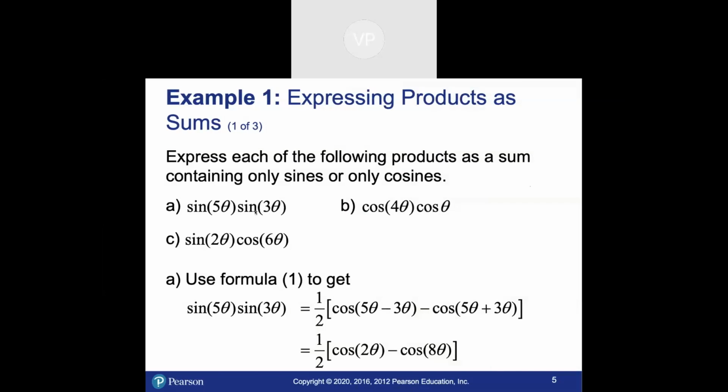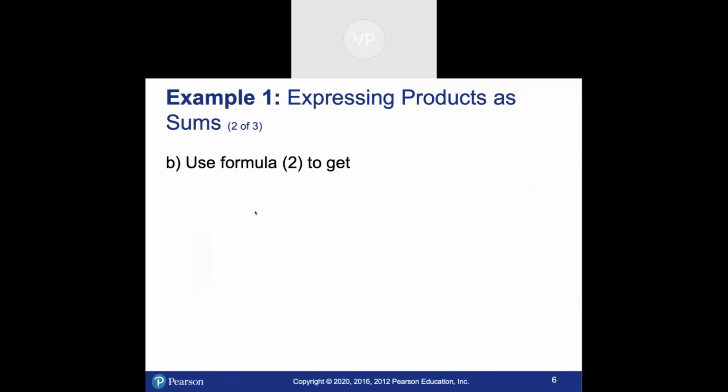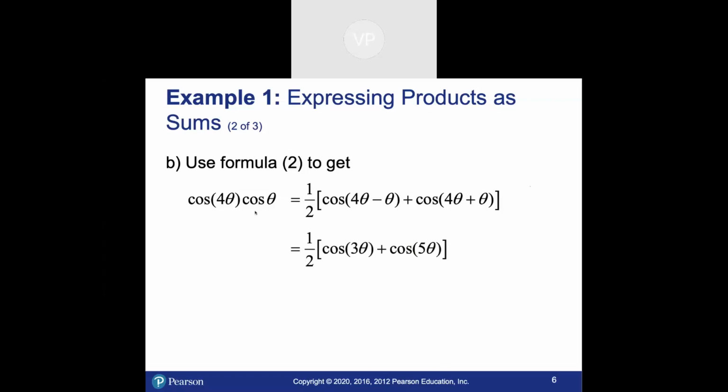All right, and then it was 1/2 times the cosine of the subtraction of them minus the cosine of the addition. Well, here, it's close. You see, the only difference when you have two cosines, it's 1/2 cosine of the difference plus the cosine of the sum of the two. And there's our 1/2 cosine 3 theta plus cosine 5 theta. And that's all we're trying to do in these beginning examples, is just use the formula to get a rewrite.